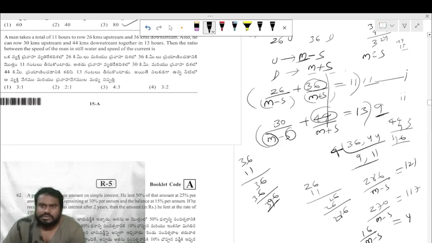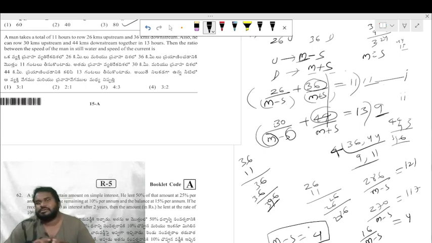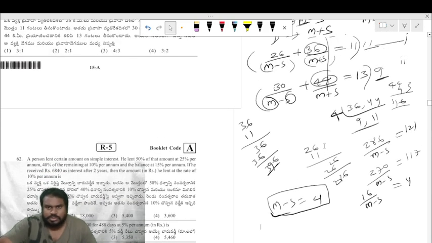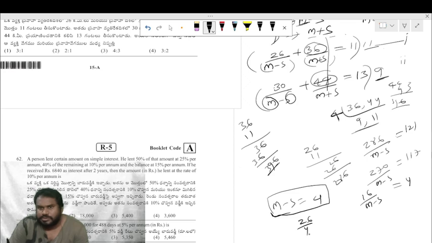Then m minus s is equal to 16 by 4, so m minus s is equal to 4. So you got the m minus s value. Once you have it, substitute in any one of the equations to get m plus s. What I'll do is substitute here: 26 by 4 minus 11 is equal to 36 by m plus s.